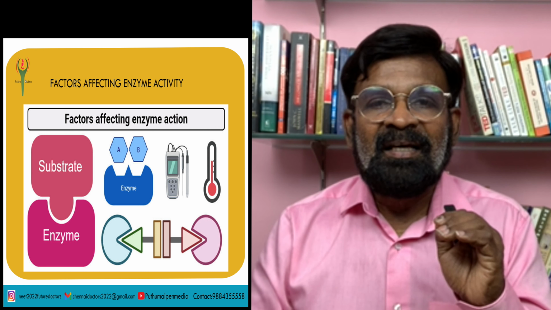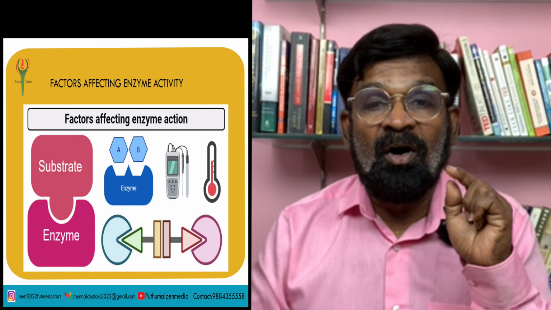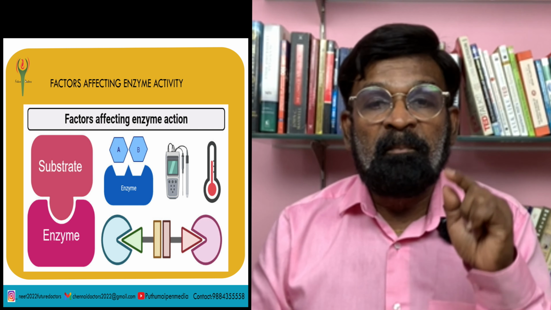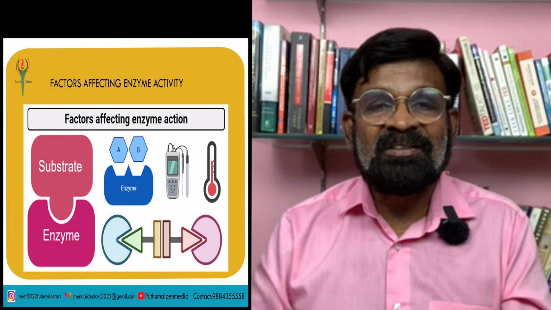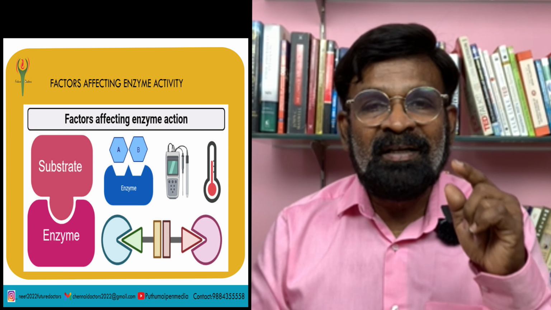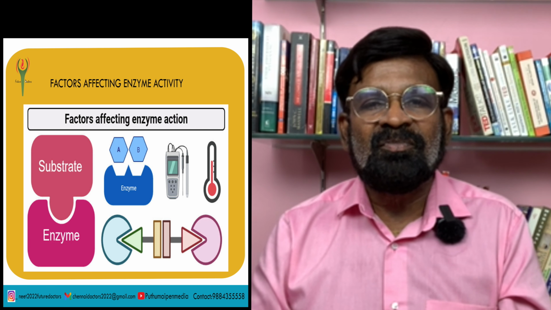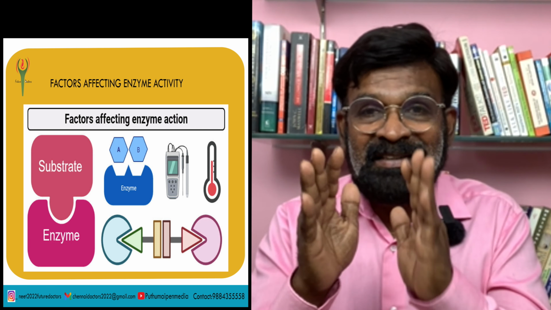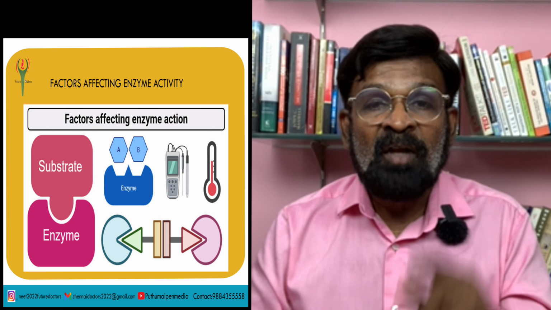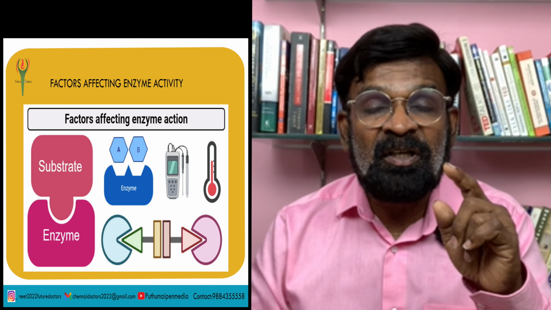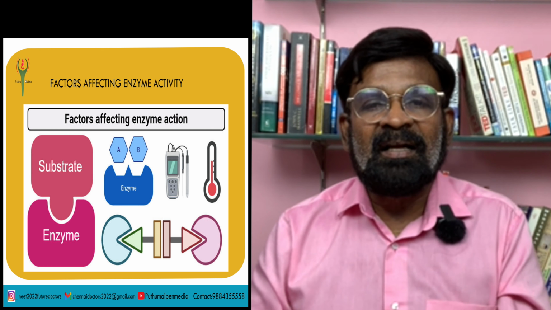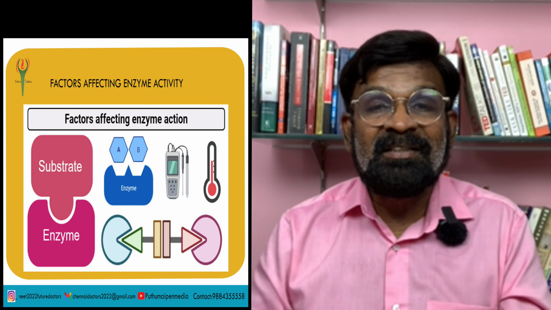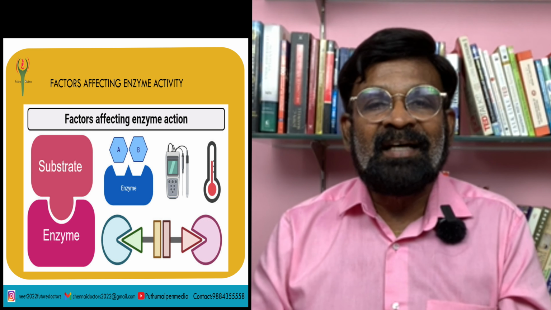Next is enzyme inhibition. The enzyme activity is also sensitive to the presence of specific chemicals that shut off the enzymes the moment they bind to the enzymes. This process is known as inhibition, and the chemical responsible is known as an inhibitor. Example, magnesium 2+, calcium, hydrochloric acid, etc.